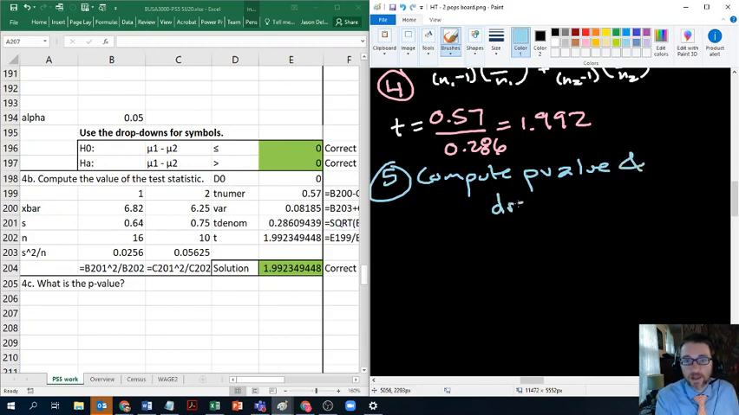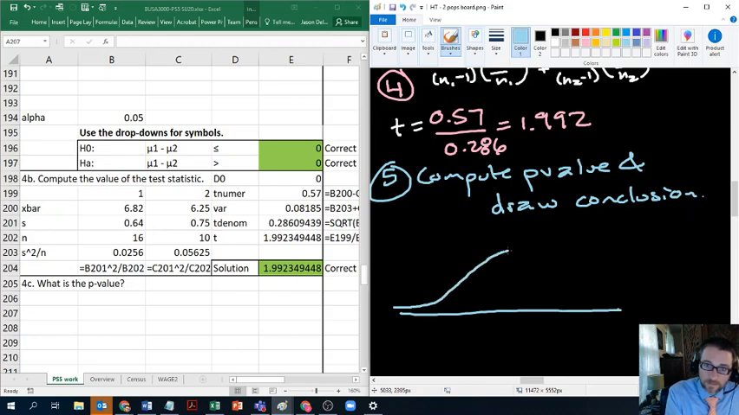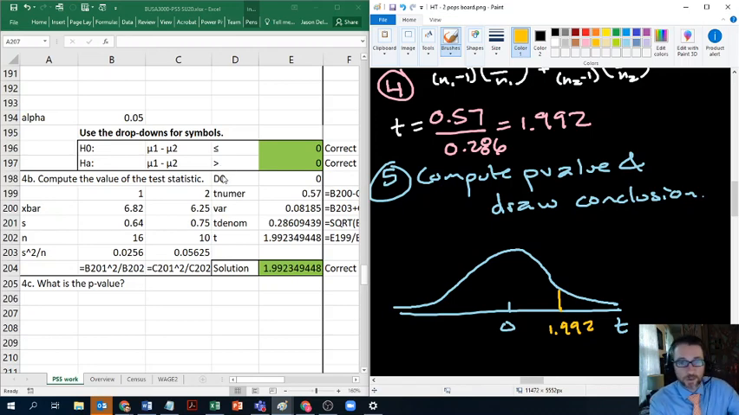To find a p-value, we need to find an area under a curve, right? So we've got a t-curve, and that's centered at 0. It's symmetrical, as always. And we've got a test statistic, which is 1.992. According to this set of tests, we've got a greater than sign in the alternative, which turns into an arrow pointing right. So our p-value is going to be the area in the right tail over here. This is our p-value.